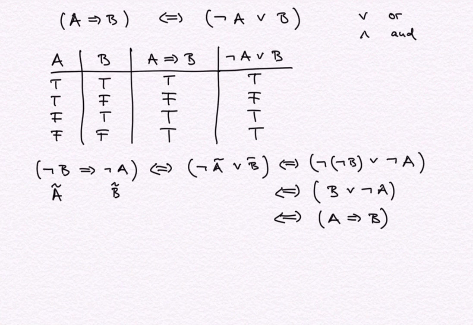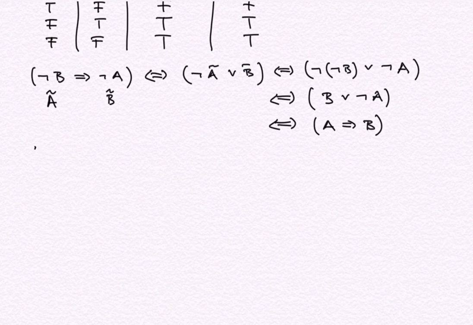So this is the upshot of contraposition. Instead of assuming A and then through a sequence of statements arriving at B, I can go the other way around and assume the opposite of B, not B, and then through a sequence of statements arrive at the statement not A. And I have shown precisely the same. This is contraposition.